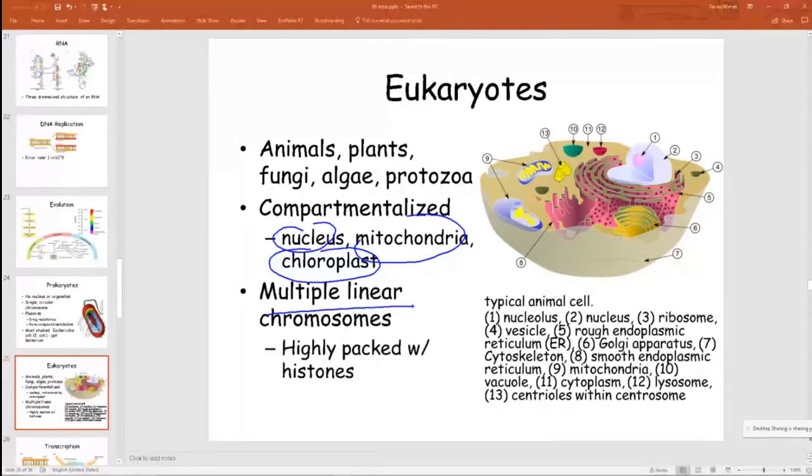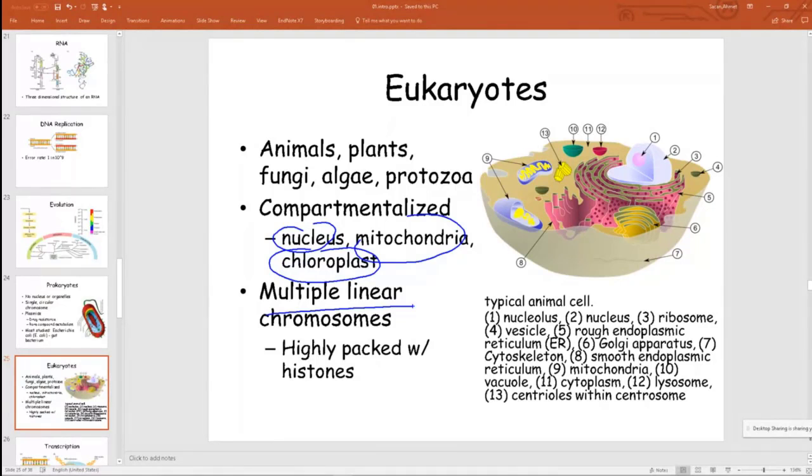All right. Eukaryotes have multiple linear chromosomes. Humans have how many? 23 pairs, right? So we have multiple linear chromosomes. Prokaryotes have single circular DNA molecules, whereas eukaryotes have multiple linear chromosomes. And eukaryotes can have more than one copy. So humans have 2 copies of each chromosome, but plant cells can have many more copies of each chromosome.